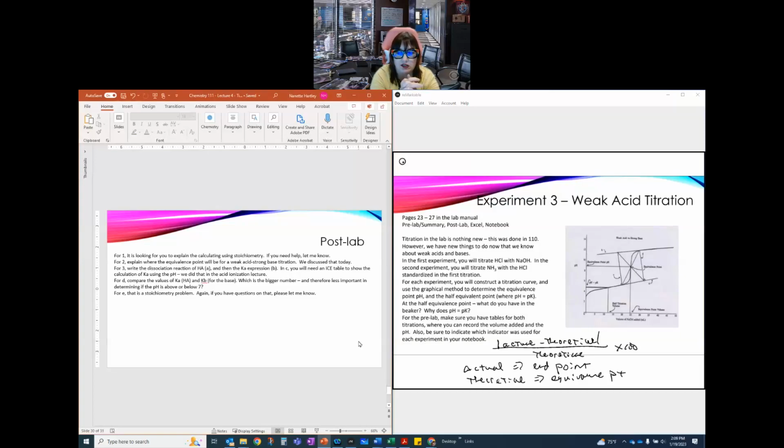And we have done that. We have done those calculations. So you should be able to do that using an ice table. For D, you want to calculate or compare the values of Ka for HA and Kb for the base. Which is the bigger number? Okay. How do you calculate the Kb, which is the bigger number, and therefore less important in determining the pH is above and below 7? Okay. And then for E, it's a stoichiometry problem. Okay, now that's all I'm going to say about it right now.